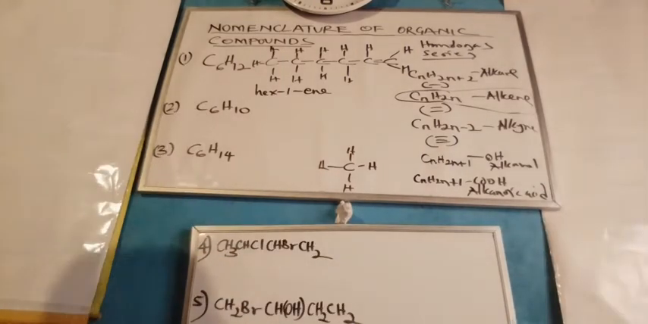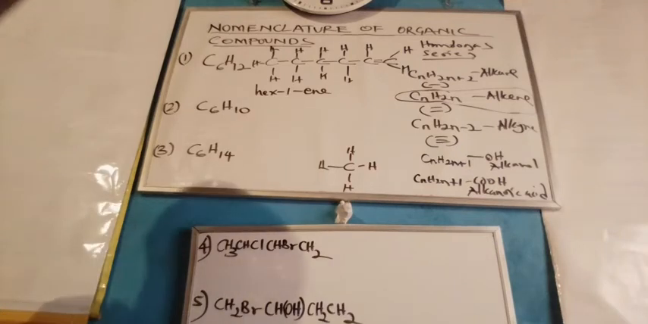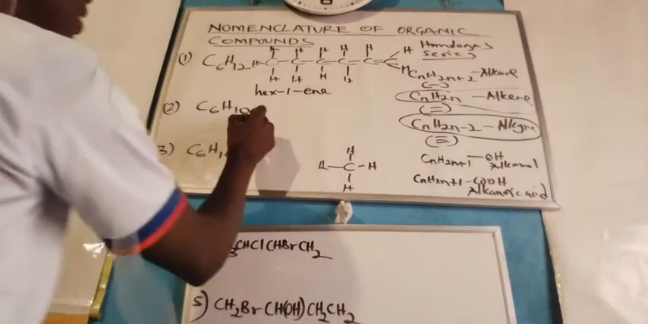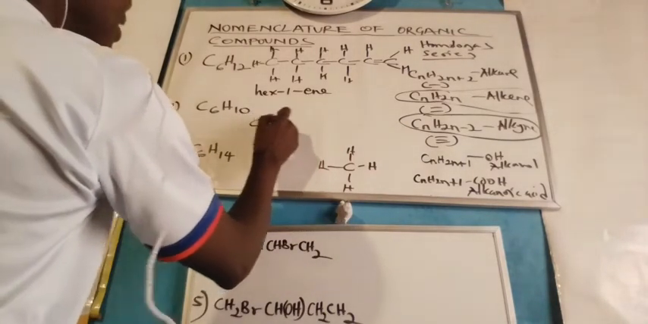Number 2, I can see that we have the formula C6H10. When I multiply 6 by 2, I get 12. I subtract 2, I get 10. It means that the formula corresponds to the general formula of alkynes. Therefore, as I represent it, I will represent a chain of the 6 carbons in a row.